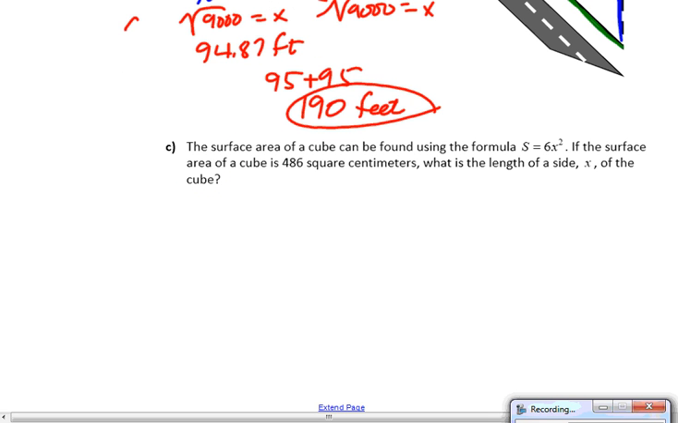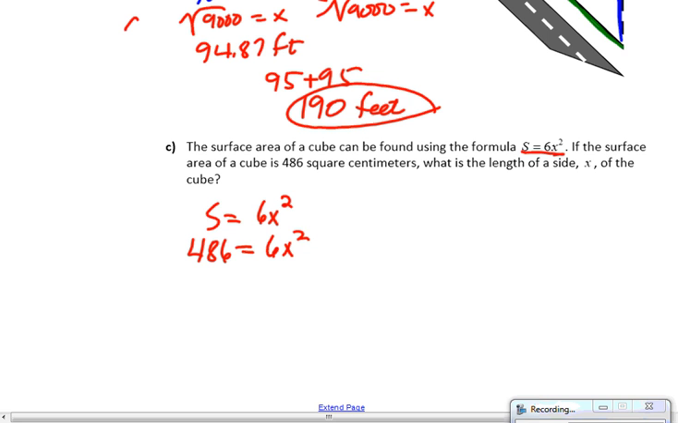And finally, the surface area of a cube can be found using this formula. So we have that S is equal to 6x squared. If the surface area of the cube is 486 square centimeters, so we'll put 486 here, is equal to 6x squared. What is the length of a side x of the cube?